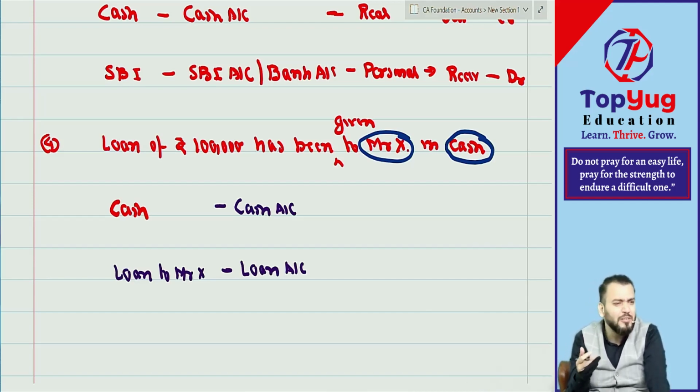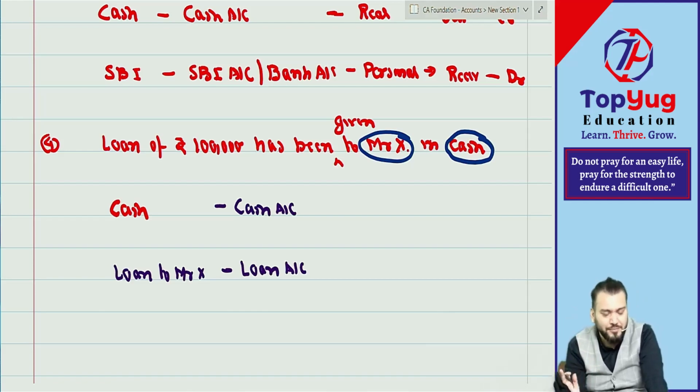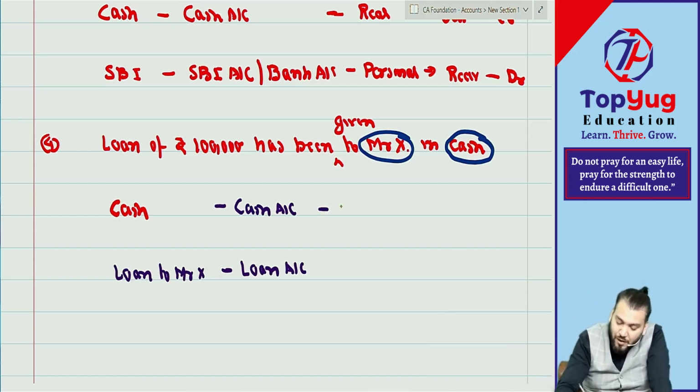But normally we open a loan account. So I am writing loan account. Chalega? Or you can add on loan to Mr. X account also. Okay, that is your choice. Loan account chalega? Yes, sir. But the cash is what? Real. But the rule is what? Debit what? Credit what? So cash is coming in or going out?